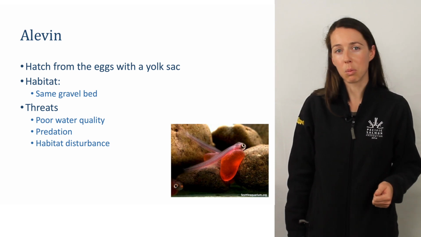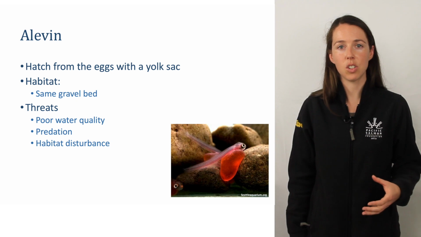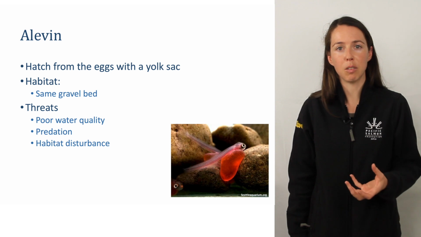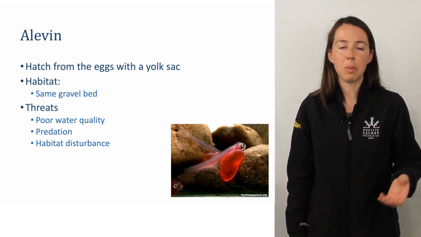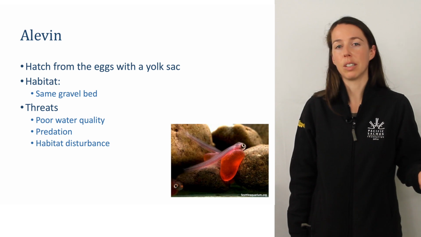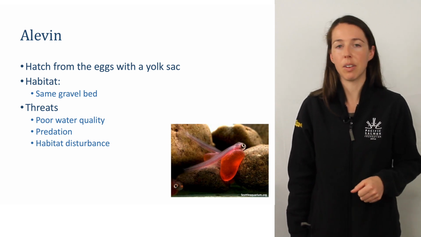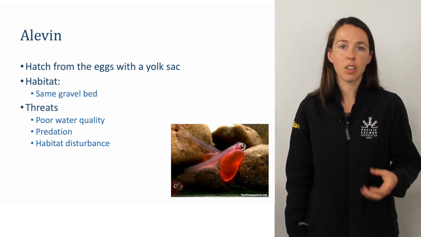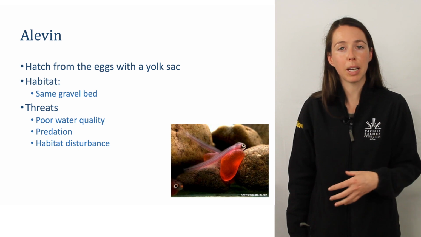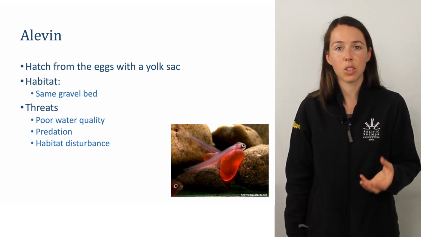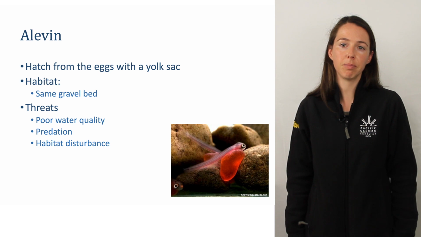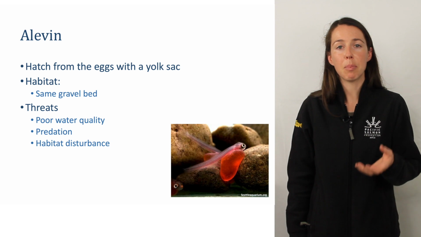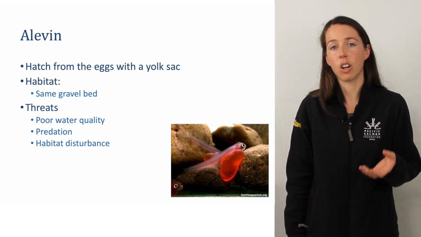There's issues around poor water quality. If there's sedimentation or pollution going into the river, they're trapped in the gravel bed where they're residing, and so will be at risk of these elements in the river. Once again, predation, you have other fish and birds coming through and finding alevin and feeding on them, and other habitat disturbances that could break up the gravel or crush the alevin in the gravel. At this point, their life has been entirely in the gravel bed where they were born, but mortality rates, or the rate at which they die, are really high.